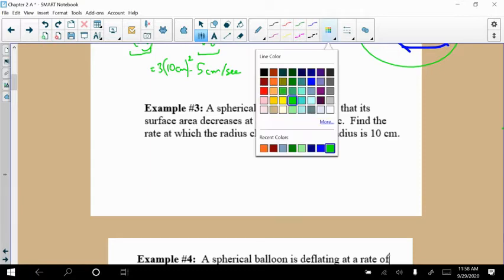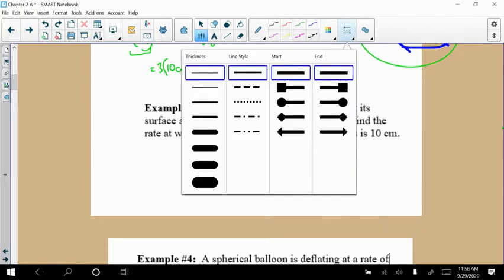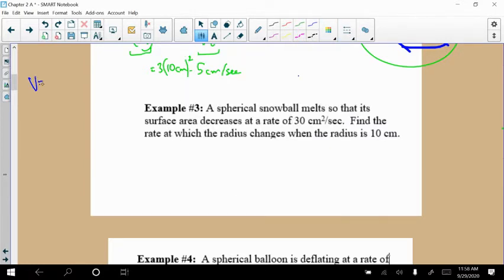So the things you should know about a sphere: the volume of a sphere is 4/3 pi r cubed. And then surface area, if you ever need that, is 4 pi r squared as well. That's the other formula.